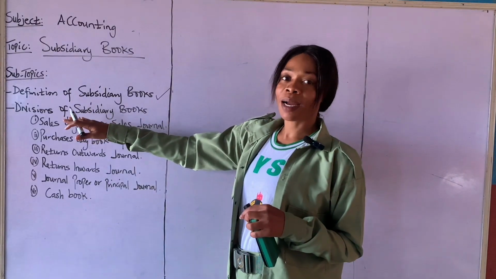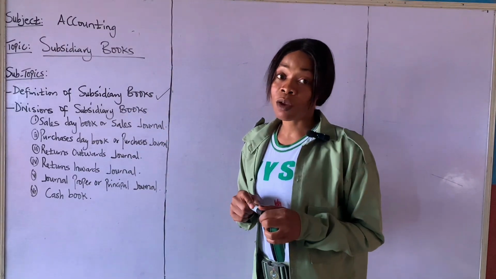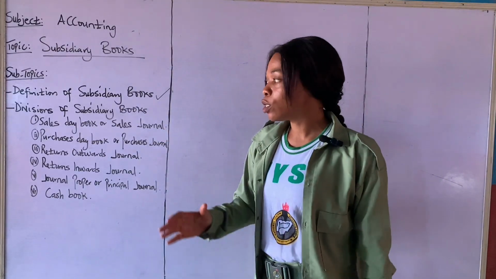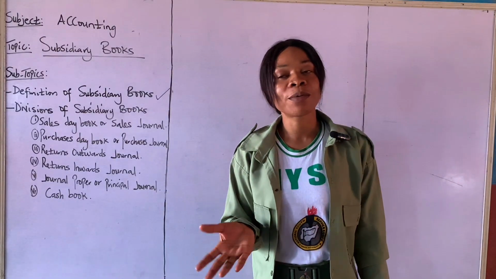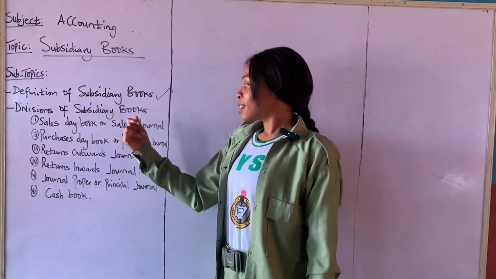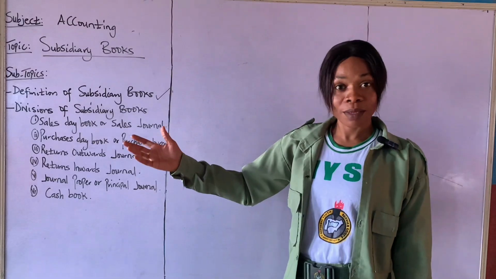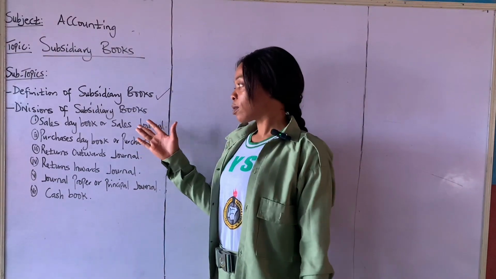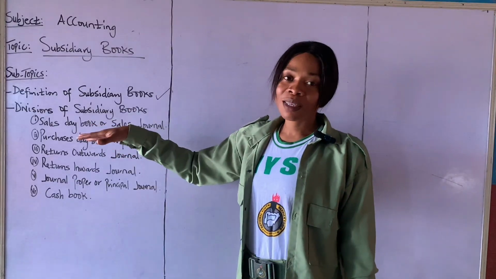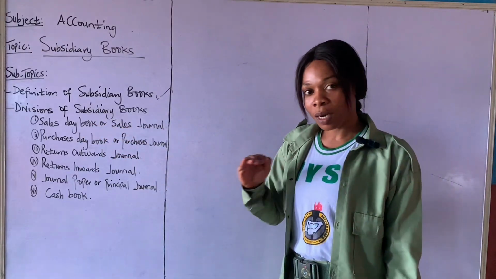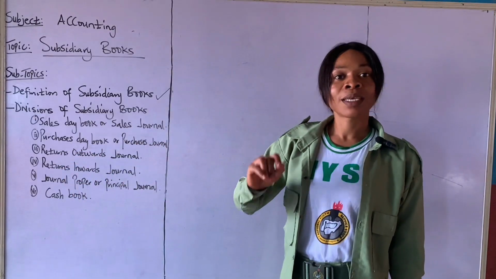Now let's briefly look at the division of these subsidiary books of account. These subsidiary books of accounts are classified into 6. We have the sales day book. If you don't call it the sales day book, you can call it the sales journal. That's for the sales day book. Number 2, we have the purchases day book. If you don't call it the purchases day book, you can call it the purchases journal. They are all journals. Okay, we have the returns outwards journal.